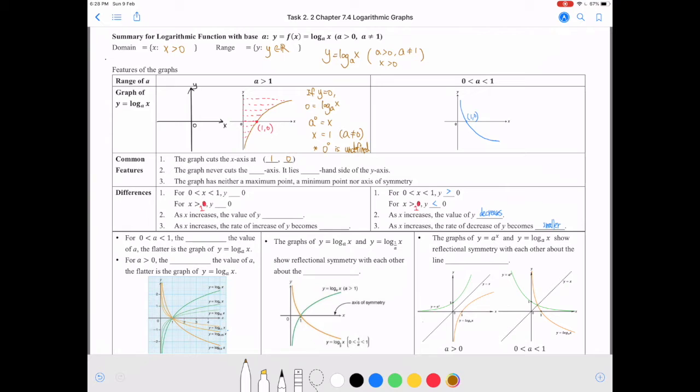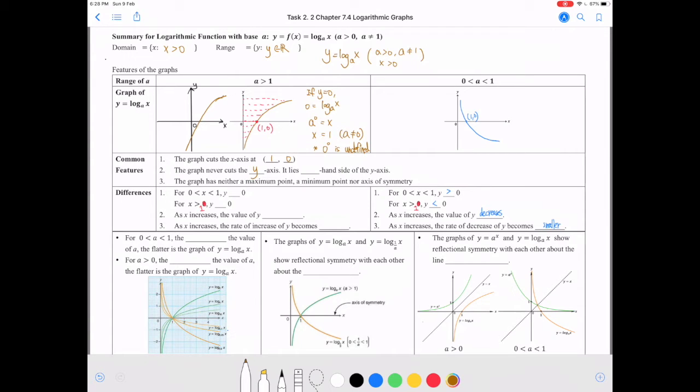The second feature: the graph never cuts the which axis? You can actually see the graph already cuts the x-axis, right? So that means the graph never cuts the y-axis. I actually saw some people draw this kind of graph for me. They drew the graph cutting the y-axis. But let me just tell you, this is not correct, because the log graph never cuts the y-axis.